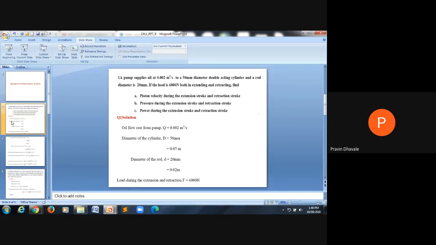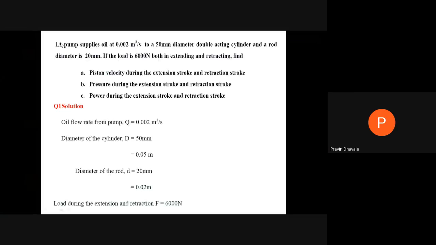Then write down the description, that is the statement of the problem, its finding and given data. Then we will go for how to calculate piston velocity, how to calculate the pressure and how to calculate the power. Write the example and start the solution with the given data.